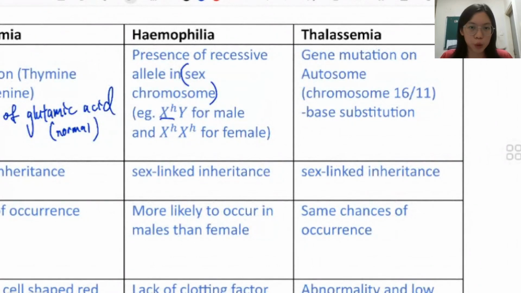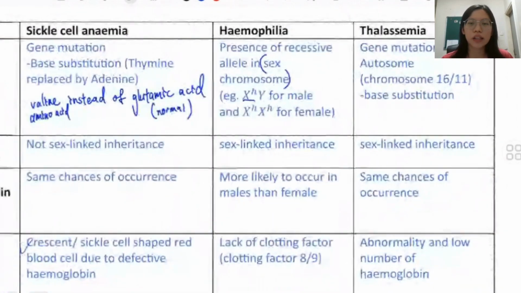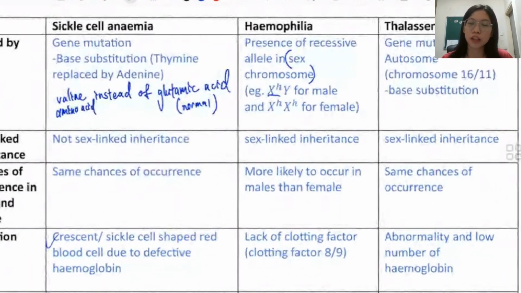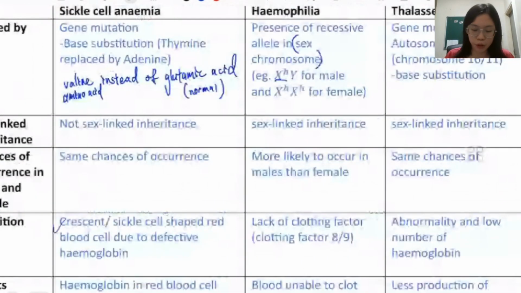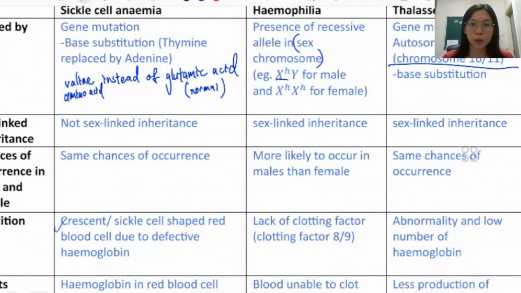It is due to gene mutation on the autosome, to be specific, chromosome 16 or 11. And this extra info is because of base substitution. But the previous one here was mentioned in the textbook.